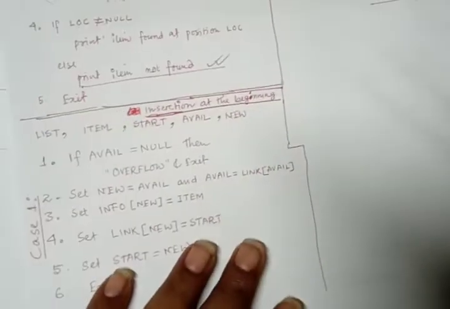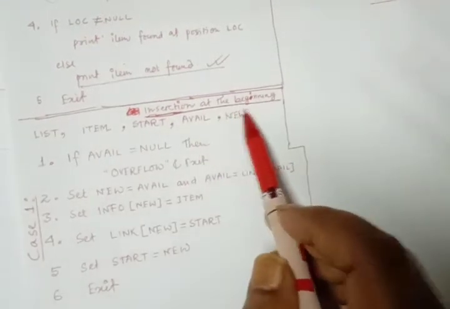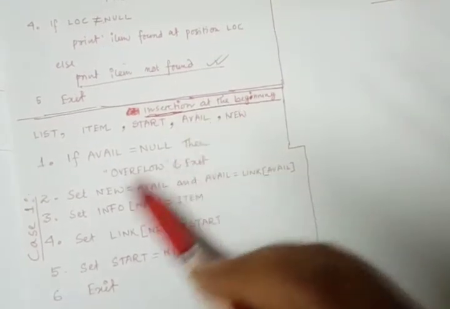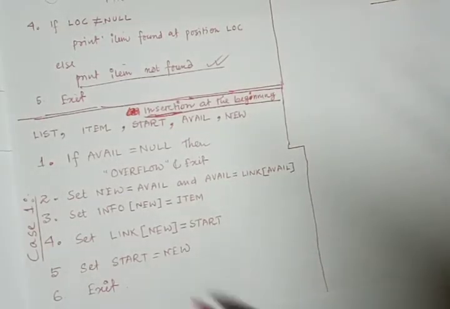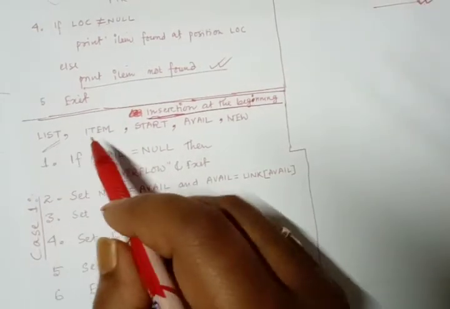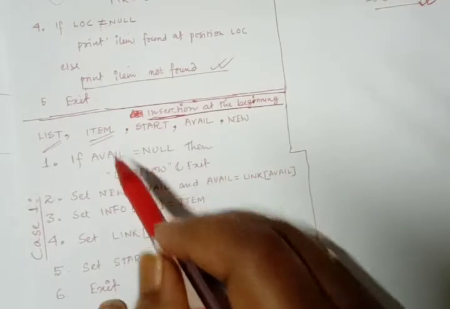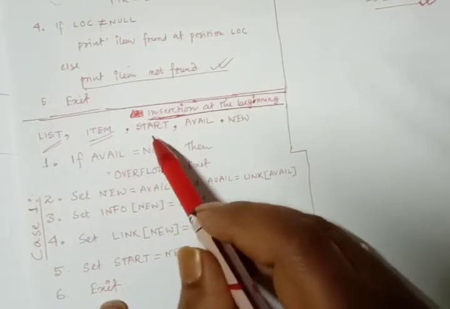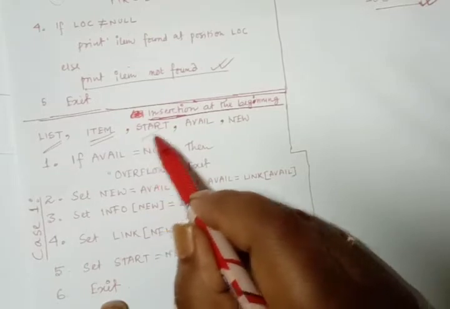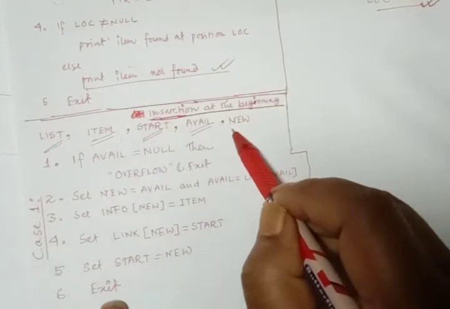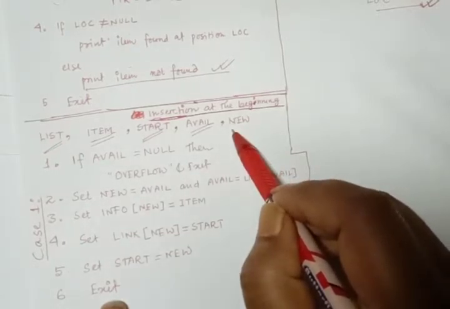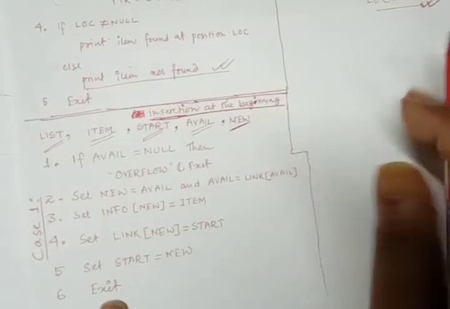This is case 1, insertion at the beginning. In that case, suppose a list is a linked list in the memory, item is the new item that will be inserted in the linked list, start is the starting address of the list, avail is the available list in the memory, and then new is the pointer variable of the newly inserted node.